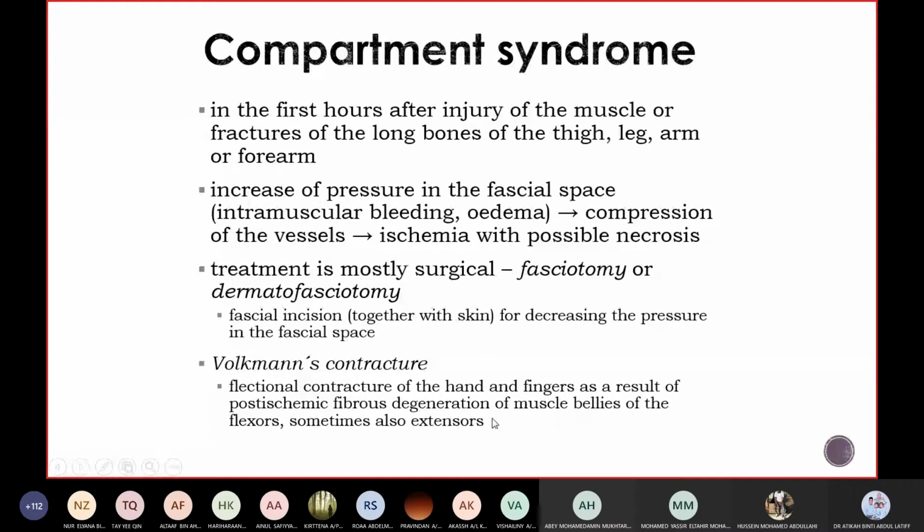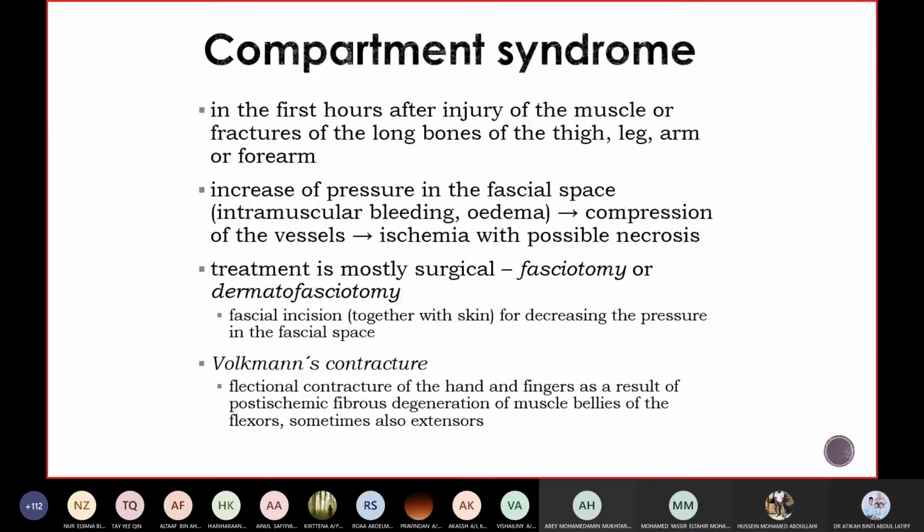Volkmann's contracture is one example of compartment syndrome, where they get contracture of the hands and fingers because of the compression. Part of the muscle belly does not receive enough blood, and they get this contracture because they don't get blood supply. They cannot function properly. This is just an example. You don't really need to know the details for now.